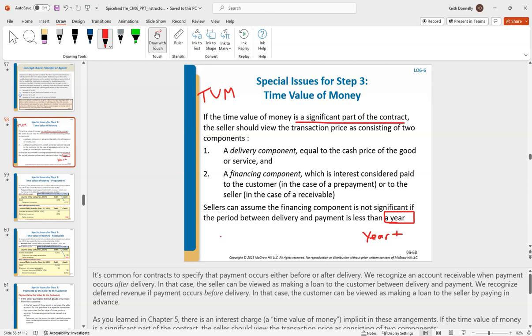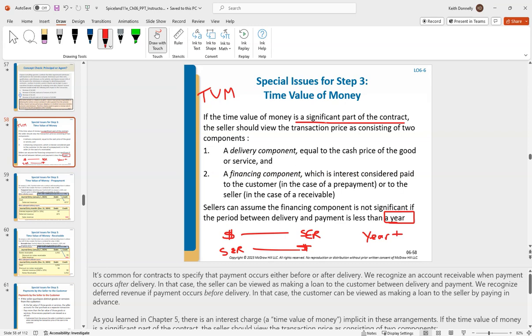if there's a difference in time between when we get the money and when there are the services or the goods, or on the flip side, there's the services and later on the money, and that's at least 1 year, then we're going to have to consider the time value of money when we figure out the transaction price for purposes of step 3 of the revenue recognition system.